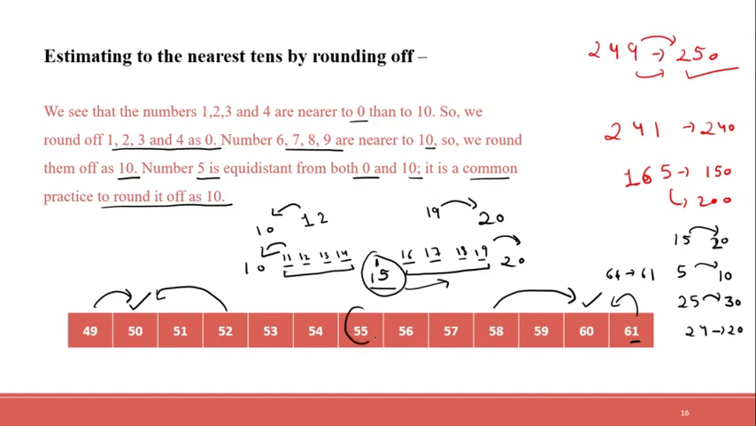But this 55, as I have told you earlier, will round off to 60 here, because we just round off to the next nearest tens. This is the previous nearest tens. This is the next nearest tens to 55. So we will round it off to 60. Got it?